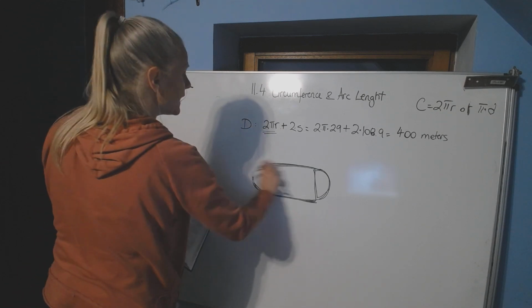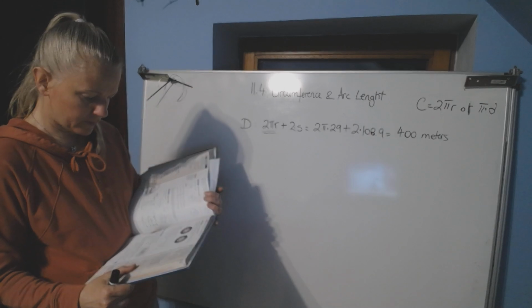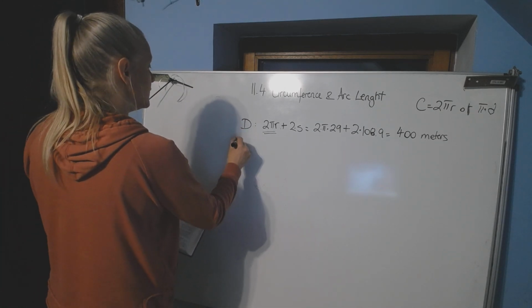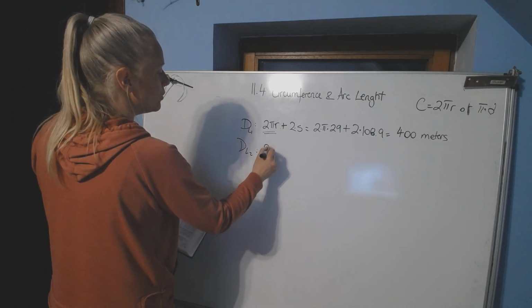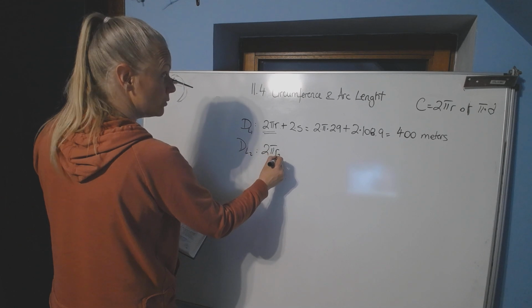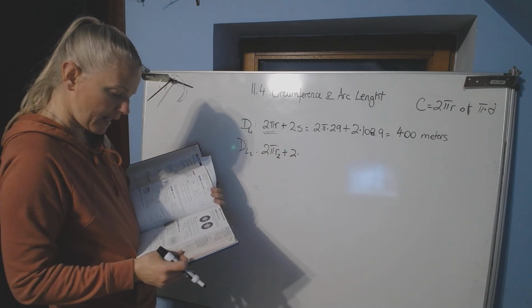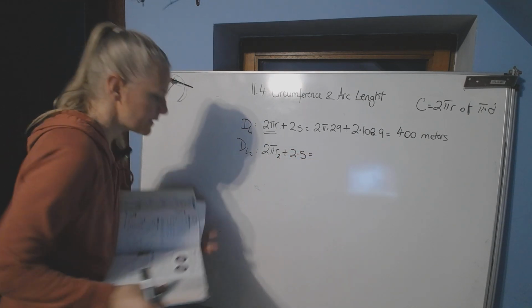Now, for the second part of this, it says, find the distance around lane 2. Again, you have your radius given to you. The distance for lane 2, this is L1. It's going to be 2 pi, my radius 2, plus 2 times S, right? Okay, let's find this one.